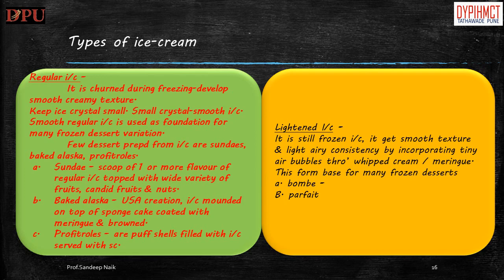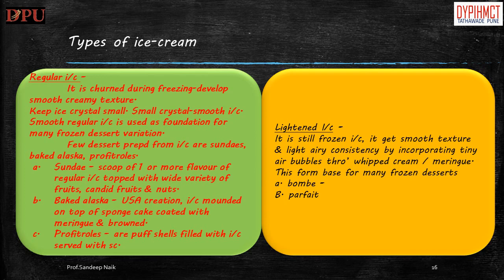1. Sundae. Scoop of one or more flavors of regular ice cream accompanied by sauce and garnished with a wide variety of fruits, candied fruits and nuts. 2. Baked Alaska, USA creation, ice cream mounted on top of sponge cake coated with meringue and browned. 3. Profiteroles are puff shells filled with ice cream served with sauce.